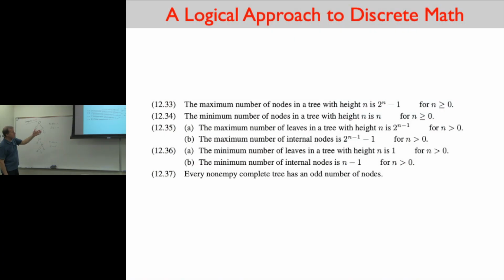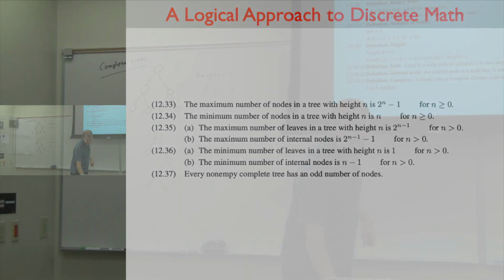12.35, the maximum number of leaves in a tree with height n. So now what are we talking about? Leaves. What was the number? Was that the number of nodes? Yes, that was the number of nodes. Did we have a number of leaves? We didn't have one for number of leaves.